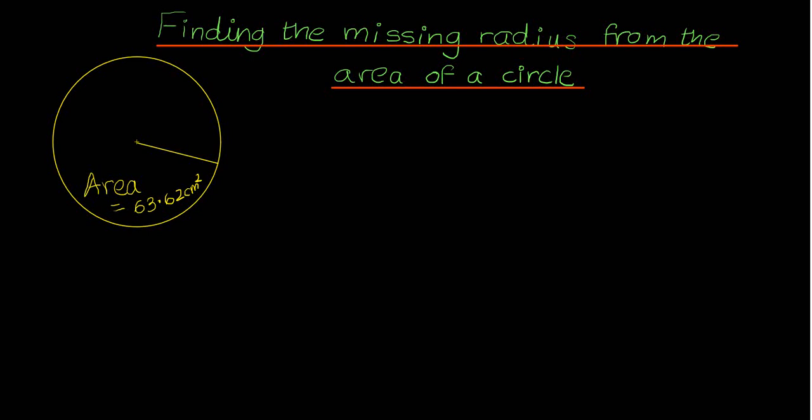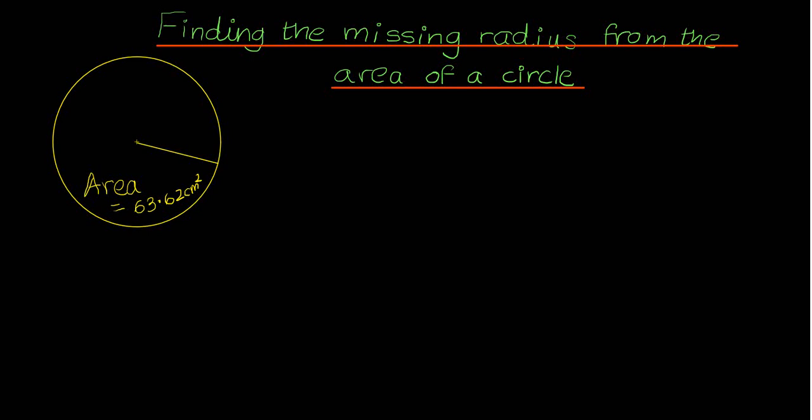In this case, we have a circle where the area is given to us. The area of this particular circle is 63.62 centimeters squared. So let's get started. The first step, again, I will show you two different ways of solving it. One will be by changing the subject, and the other one will be by using a triangle.